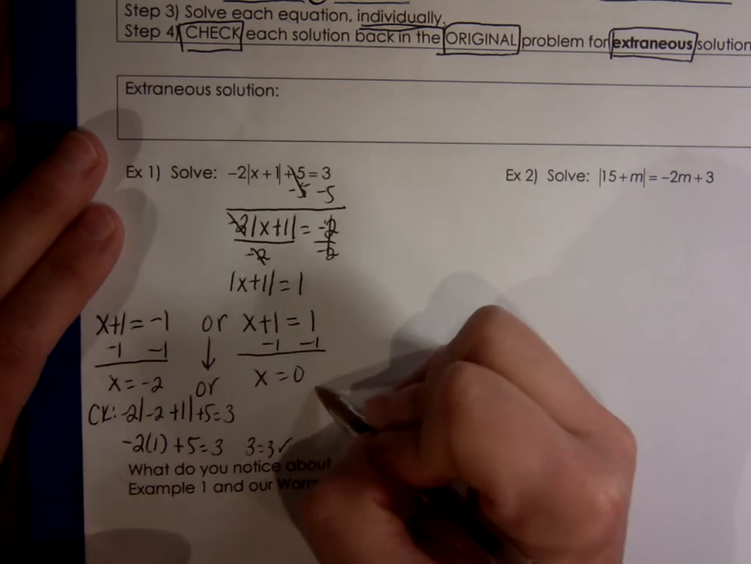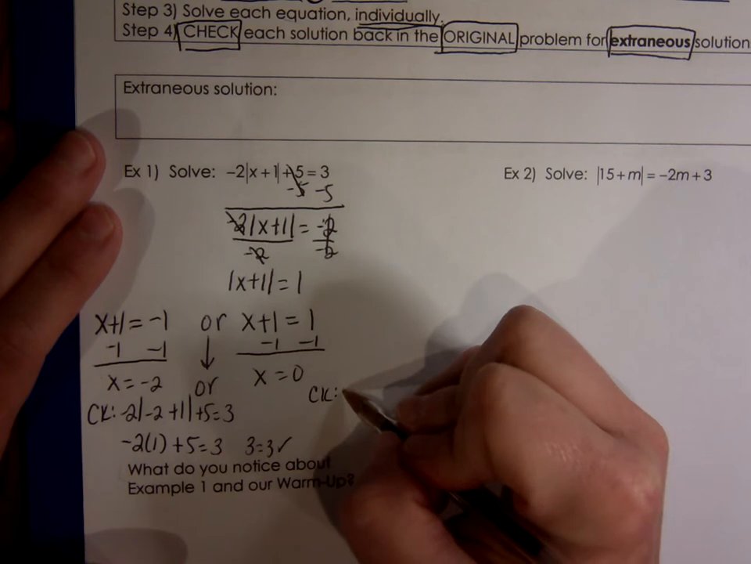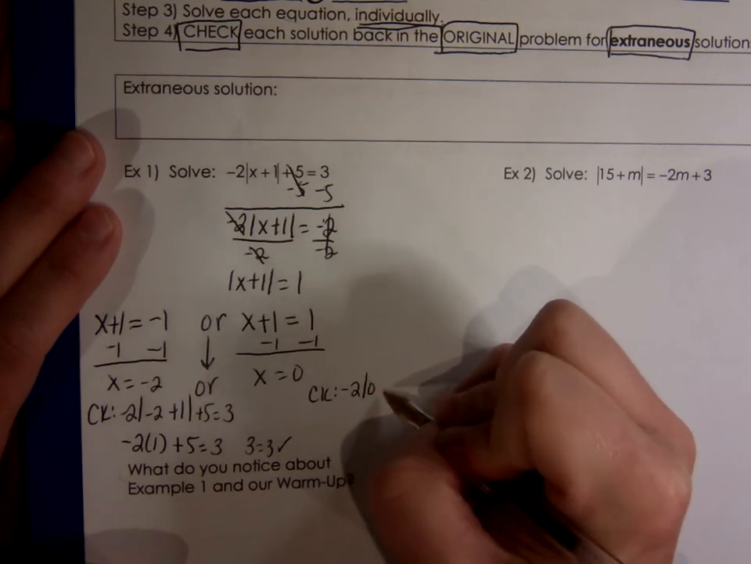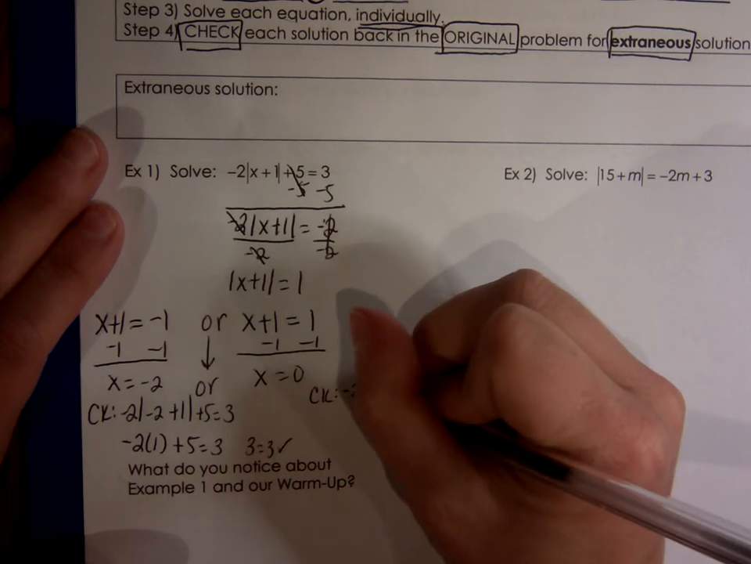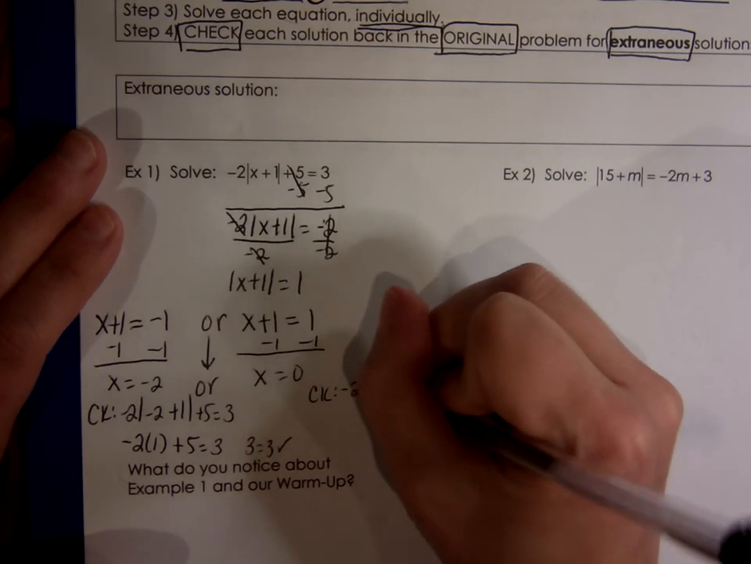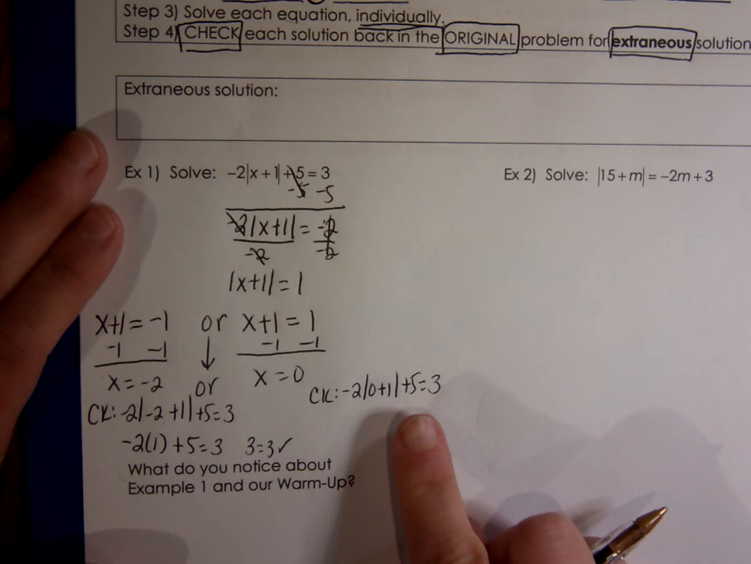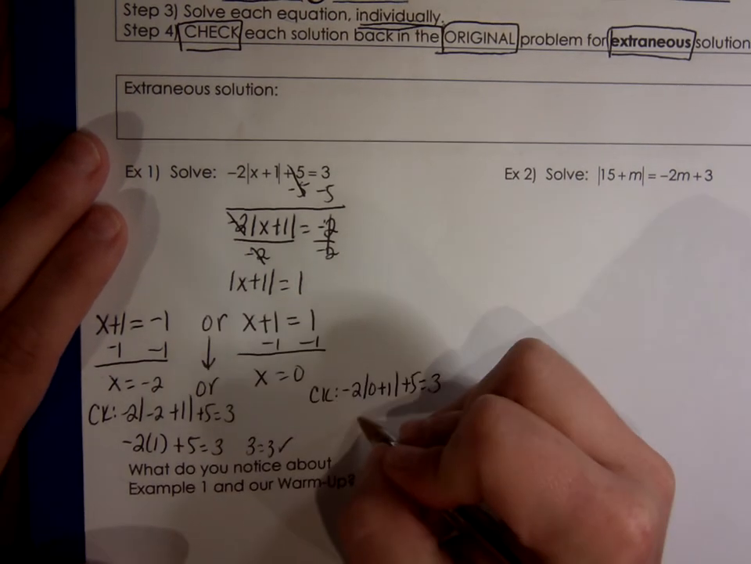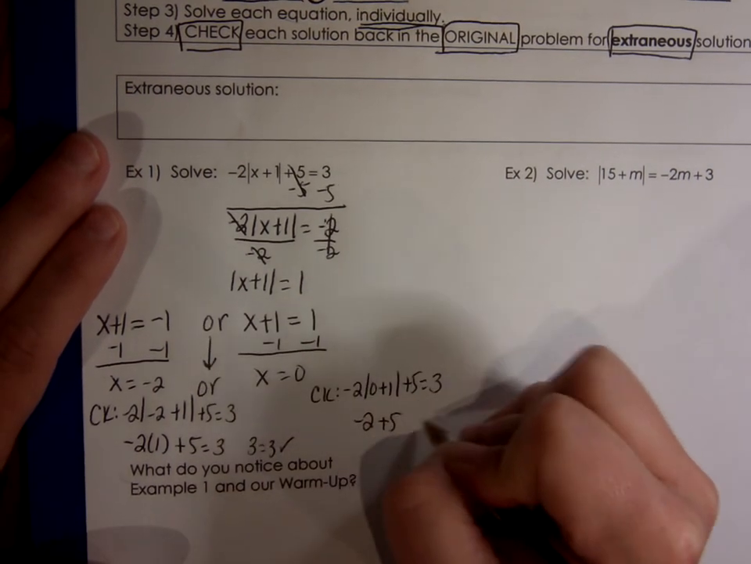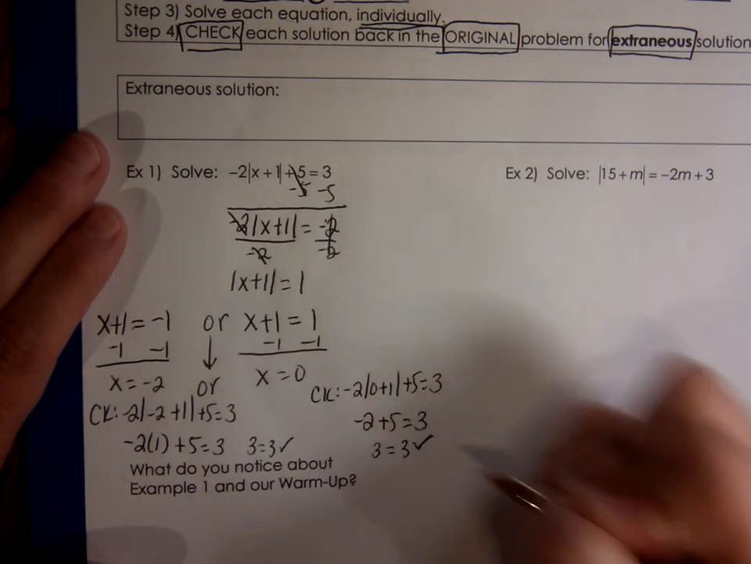And now I'm going to check 0 into my next problem. So I'm going to write negative 2 times the absolute value of 0 plus 1 plus 5 on the outside. Does that equal 3? So 0 plus 1 is 1, and this is negative 2 times 1, which is negative 2. Is negative 2 plus 5 equal to 3? Yeah, 3 equals 3. That is an absolutely correct answer.